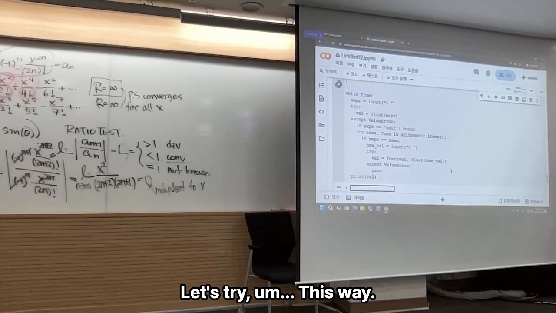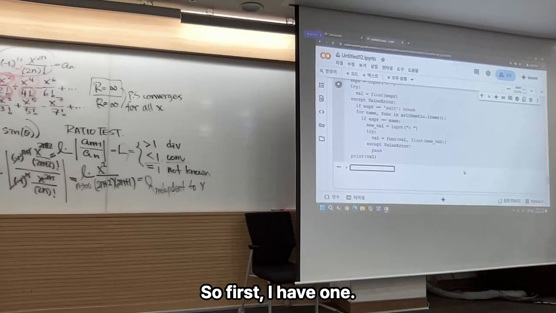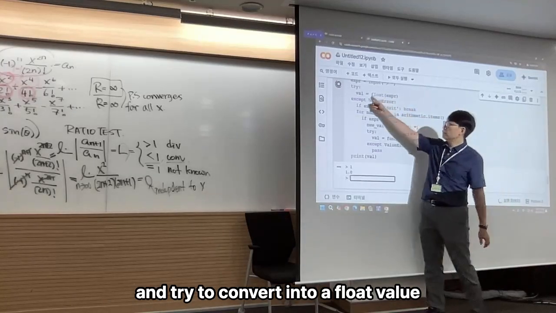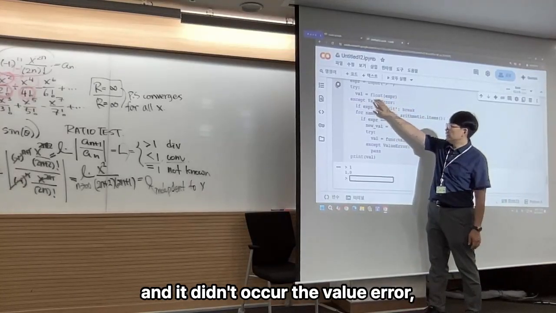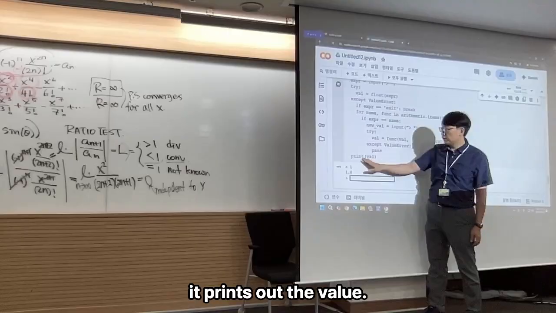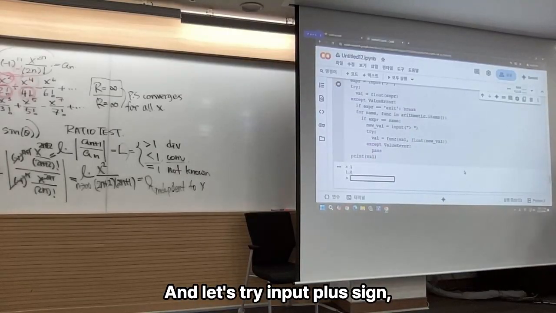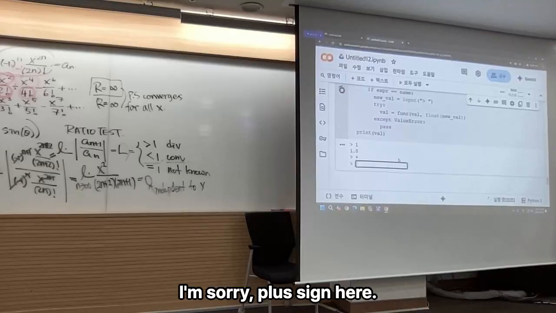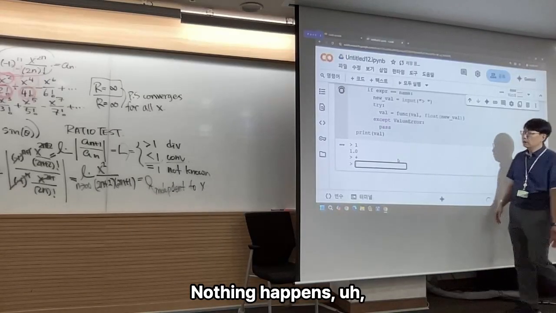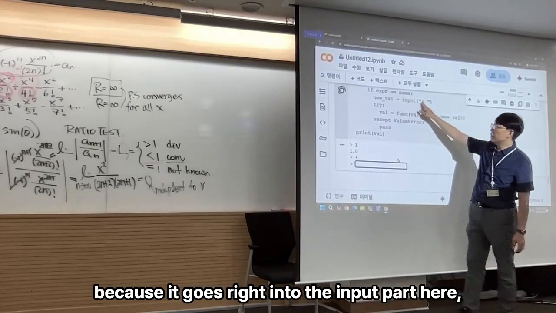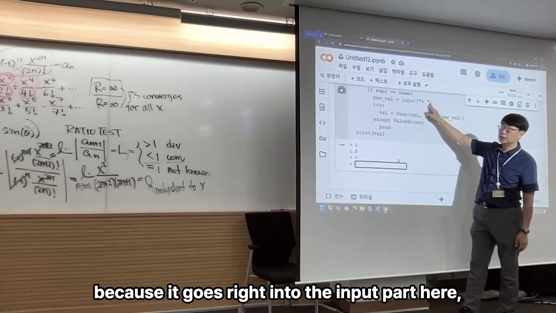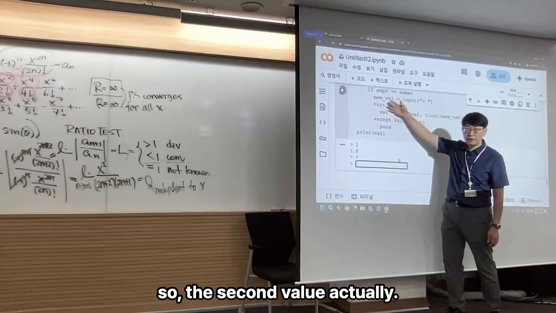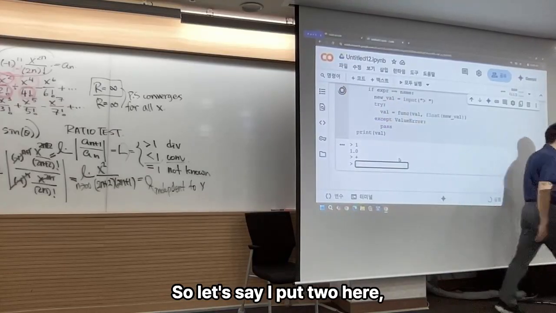Let's try this way. So first I have 1. When I plug in 1, it tries to convert it into a float value, and the value error didn't occur. It prints out the value. And let's try inputting a plus sign. Oh, sorry, plus sign here. Nothing happens because it goes right into the input part here. It wants to get the new value, the second value, actually. So let's say I put 2 here.